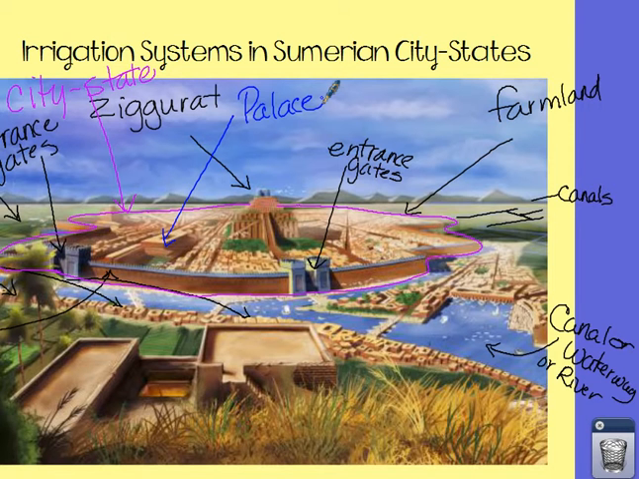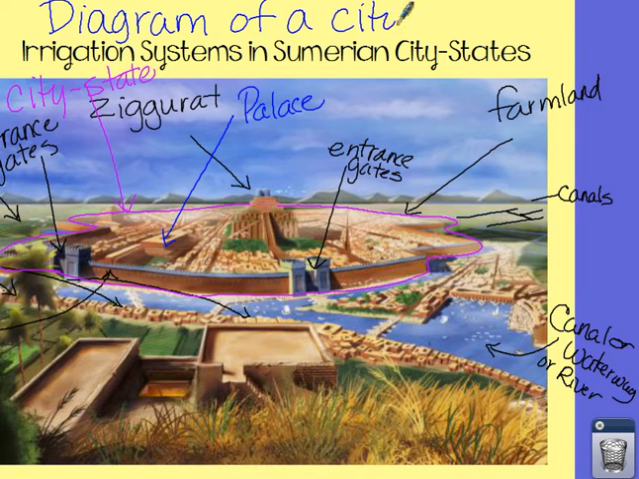Okay, so over top of this picture, what are we going to call this? A diagram of what? Diagram of a city-state. There you go. All right, so write that over your picture. Real big. Diagram of a city-state.